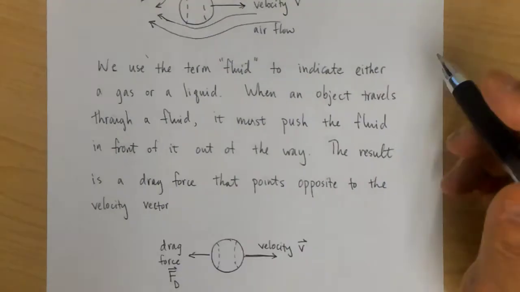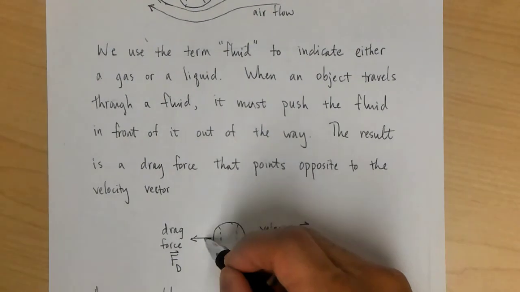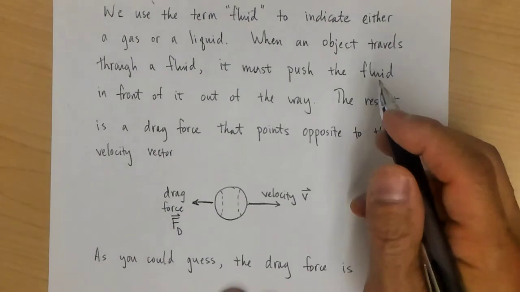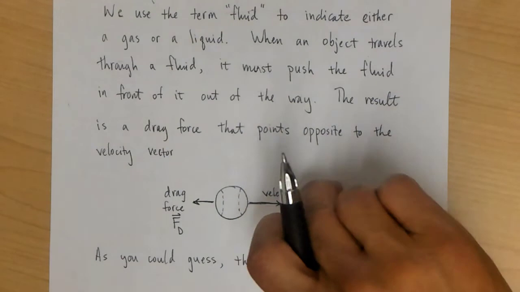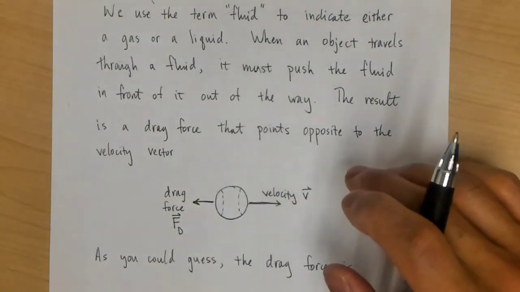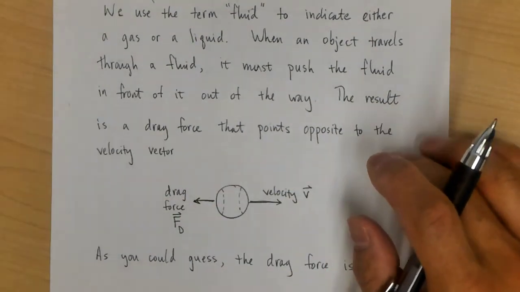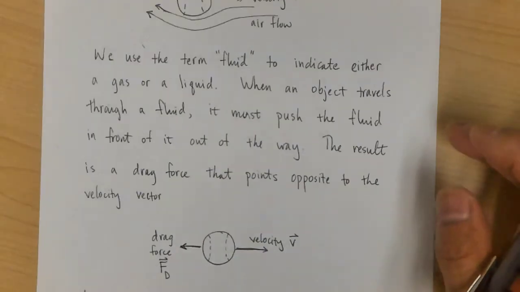So the drag force will point in this direction here, exactly opposite to the velocity vector. So if it's moving this way, the drag force tries to oppose the direction of motion, just like friction we talked about.